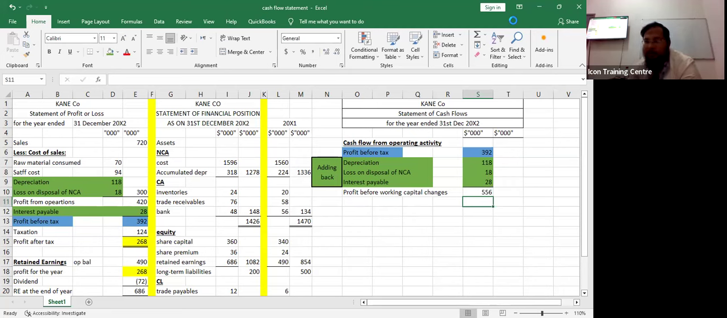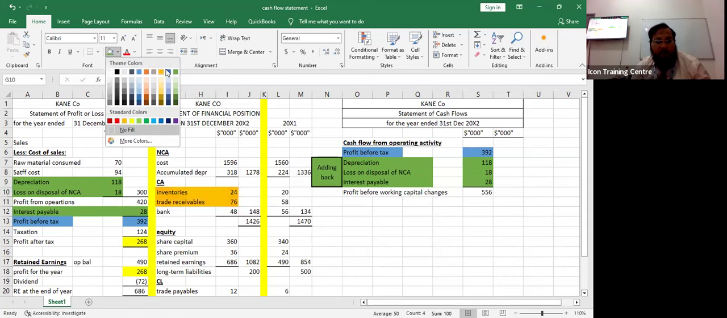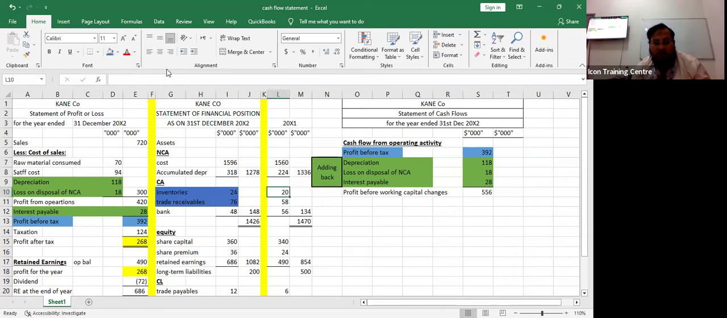After that, a very important thing is now you have to make adjustments regarding the working capital. Now, what is working capital? Please pay attention. In your current assets, we have inventories and trade receivables. Can you see this? Inventories, and now let me change the color. This is your current assets, inventories and trade receivables, and this is your current liability.